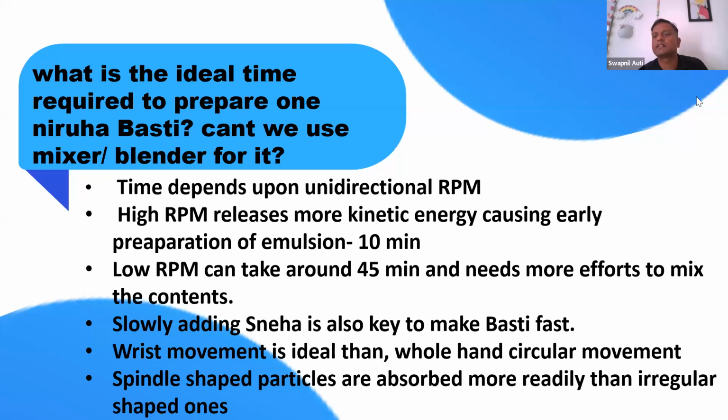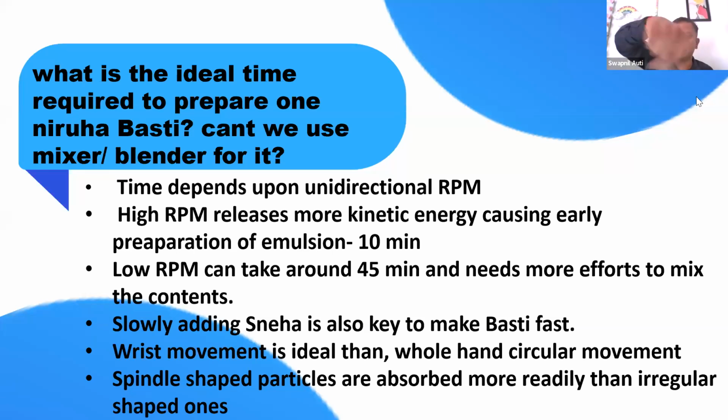See, there are certain factors that you should keep in mind. Time depends upon how many revolutions you are giving to the Basti while preparing. If you are using your wrist part, okay, for that trituration, the revolution will be high. If you are doing like this, the RPM, that is revolutions per minute, will be low. So the kinetic energy that is transferred to the Basti is very low. So it takes around 30 minutes.